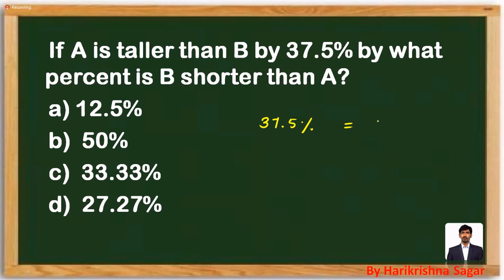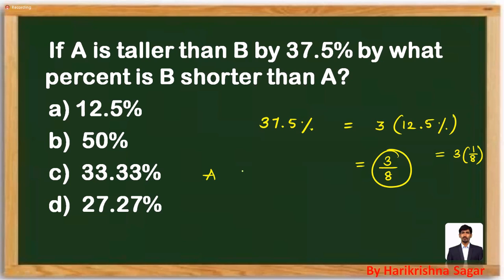So what is 37.5 percentage? Can I write it as like this? I am trying to write it as 3 times 12.5 percentage. So 12.5 percentage is nothing but 1 by 8. So this we can write as 3 times 1 by 8, that is nothing but 3 by 8. So 3 by 8 is nothing but A is taller than B by 3 by 8.